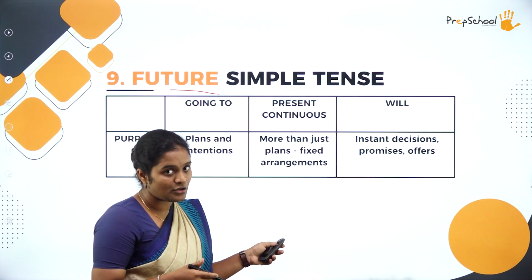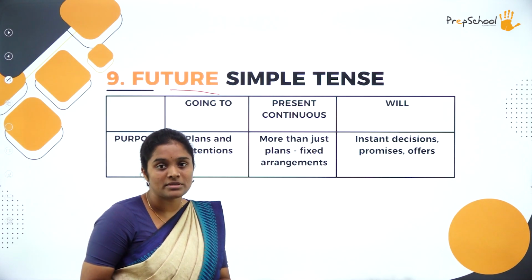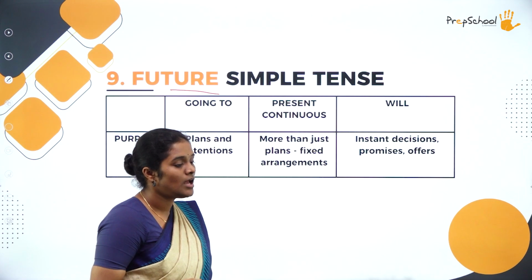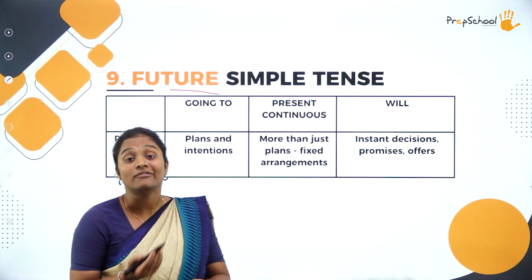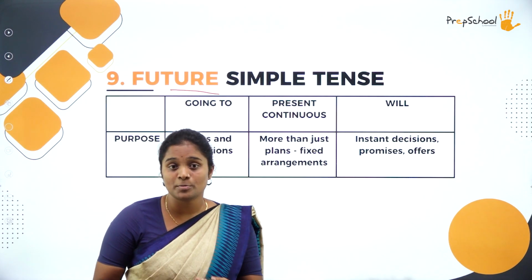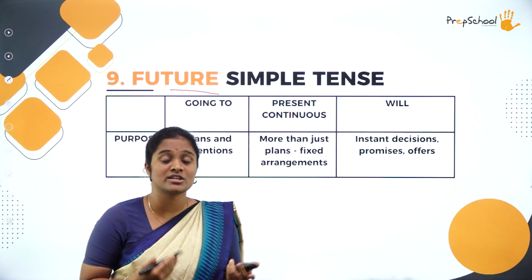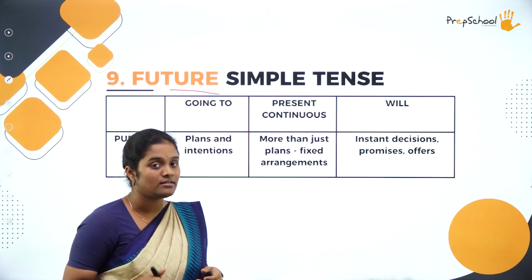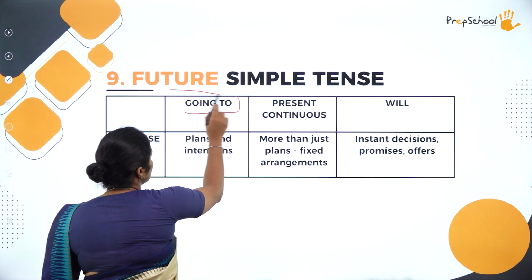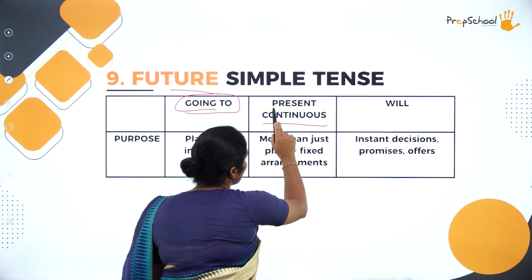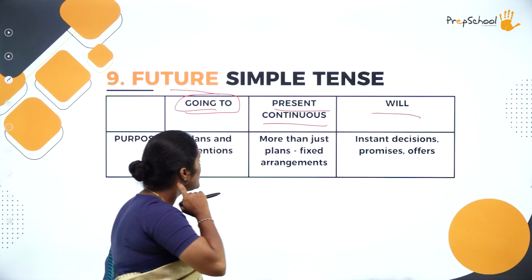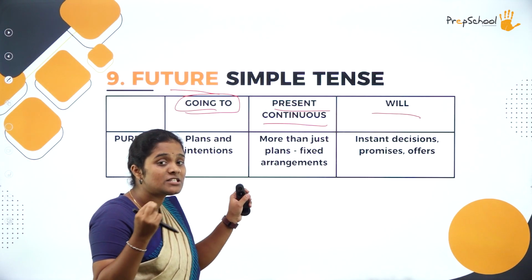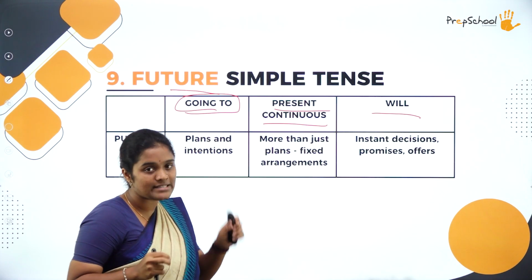Now I'm going to clarify what you can use for which purpose, okay? Based on the purpose, how does it matter if you're using going to, or if you're using will? It does matter, let's understand. So there are three things: going to, will, and present continuous, you can use it in that form. There are purposes based on which you can use these things.